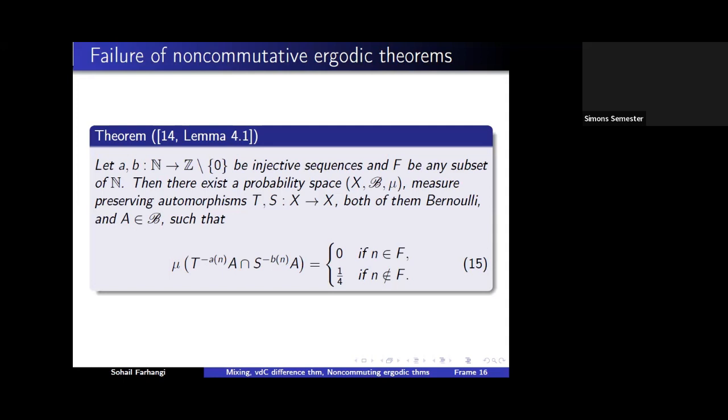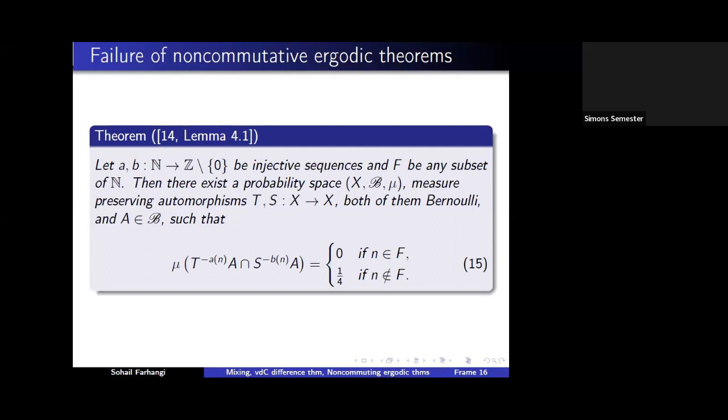So in this particular example, we take any injective sequences a and b from the natural numbers into Z, or Z without 0, that we want. And now we take any set F, any subset of the natural numbers, and we can create a probability space and two measure preserving automorphisms, T and S, where we're not making any commutativity assumptions between them, but conveniently, both of them will be Bernoulli.